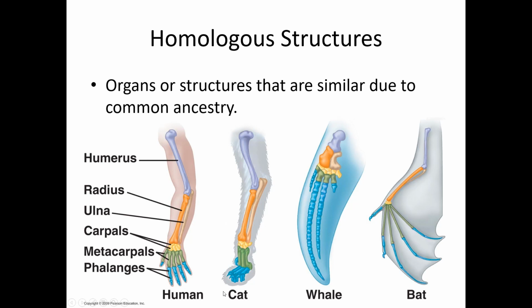Even though a cat has very different needs than us, they still have all of those same bones, and it was because both of our common ancestors had the blueprints for how to make all of those structures.